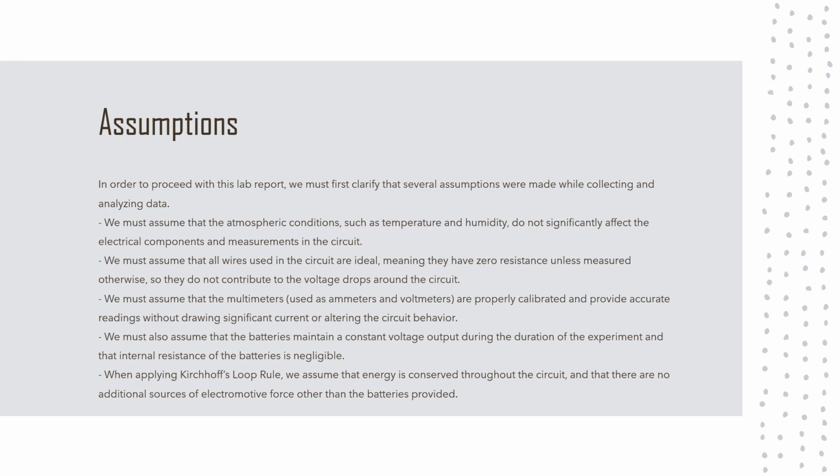We must assume that the multimeters used as ammeters and voltmeters are properly calibrated and provide accurate readings without drawing significant currents or altering the circuit behavior. We must also assume that the batteries maintain a constant voltage output during the duration of the experiment, and the internal resistance of the batteries is negligible.